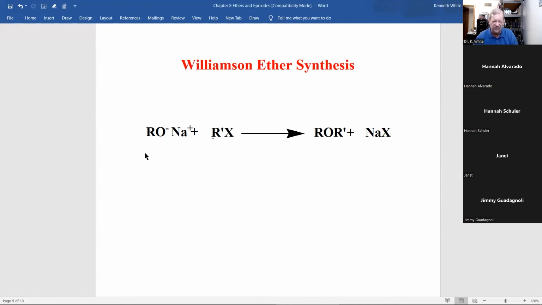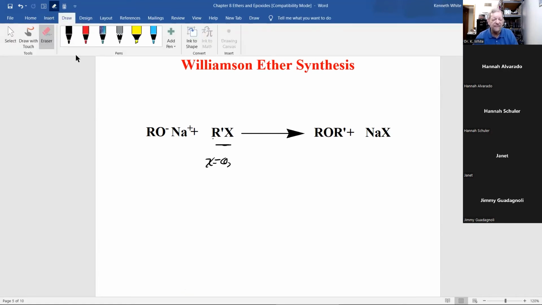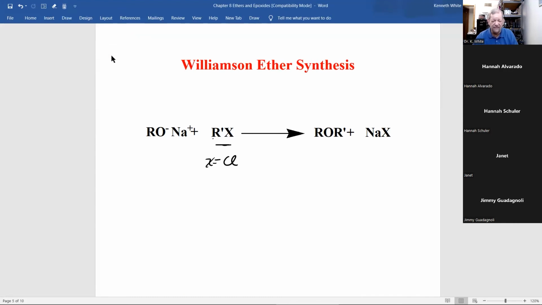and an alkyl halide, where X, as you know, for this reaction is chlorine, bromine, or iodine.